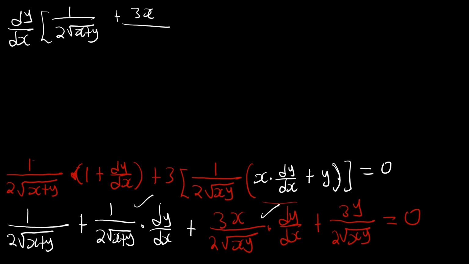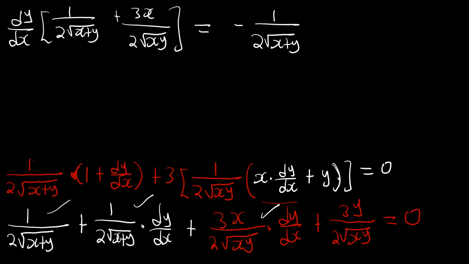3x over 2 root of xy is equal to, so let's move the one without dy over dx. The first one is this, it will be minus 1 over 2 root of x plus y. Again, we have this one, which is minus 3y over 2 root of xy. So this is what we have so far. So what we need to do now to make things easier, let's find the LCD. We need to write these things on the same fraction so that things can be simple.